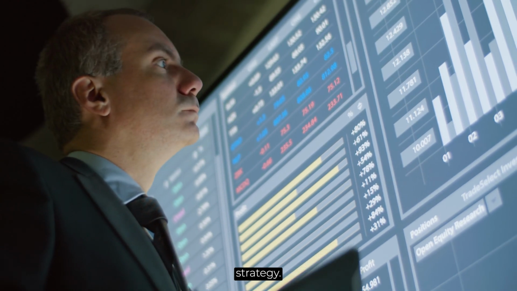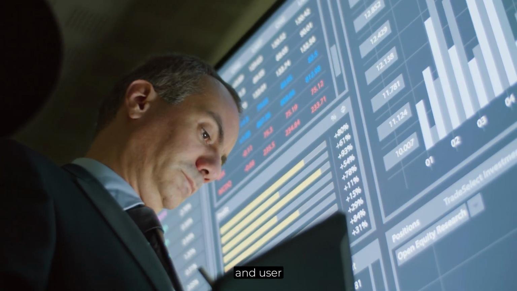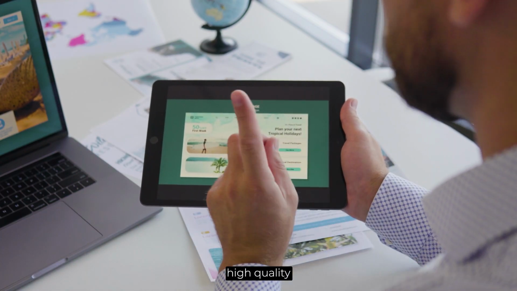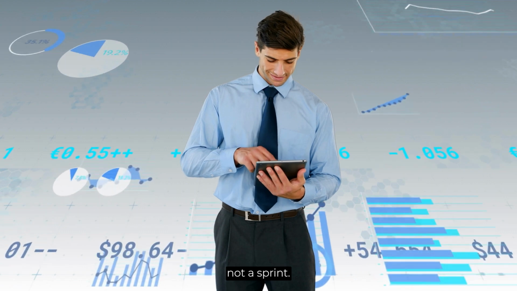The winning strategy? Focus on what Google loves most: quality, relevance, and user satisfaction. Keep the structure clean and the content high quality, and don't stop improving. SEO is a marathon, not a sprint.